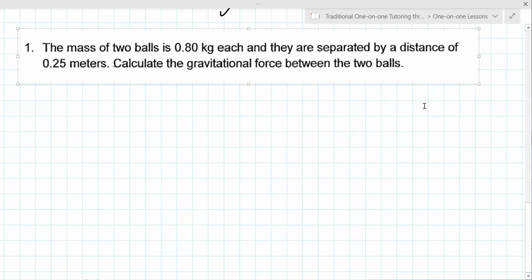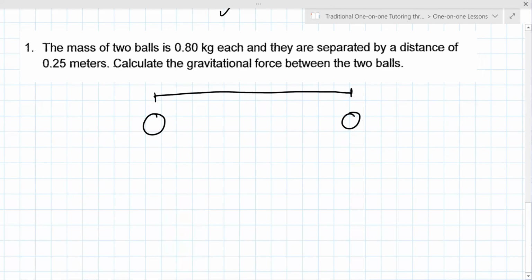The mass of 2 balls is 0.8 kilograms each, and they're separated by a distance of 0.25 meters. So the picture I made was here's 2 balls, and they're just out in space. There's nothing else that exists in there. They are a certain distance apart. And you want to find the force G.